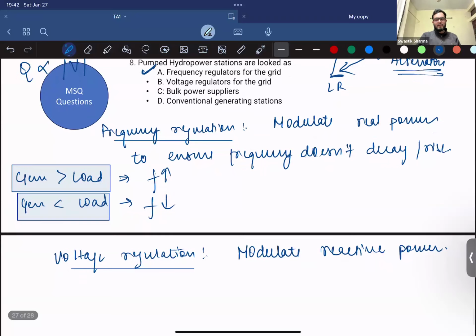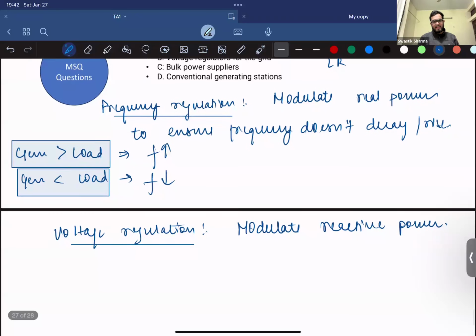So can anyone tell me how we can regulate voltage? What are good voltage regulators? By changing the excitation, yeah. But what kind of resources are good voltage regulators? We can achieve voltage regulation with what? Through inverter based resources.